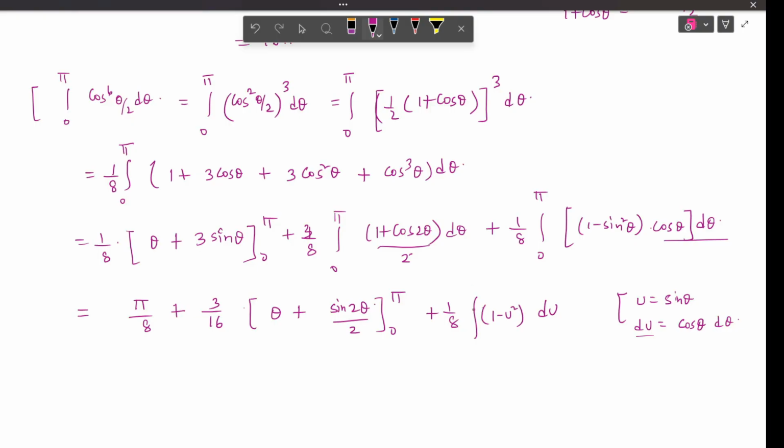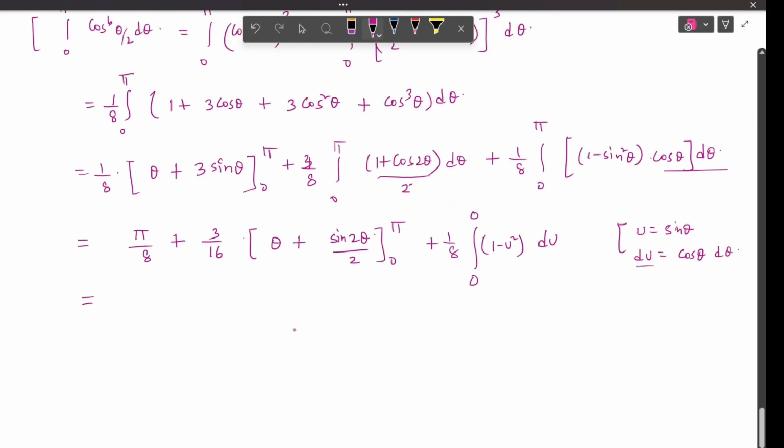Now we have to change the limit. If you put theta 0, u will be 0. If you put theta pi, it will be 0. So from 0 to 0 you will get 0.